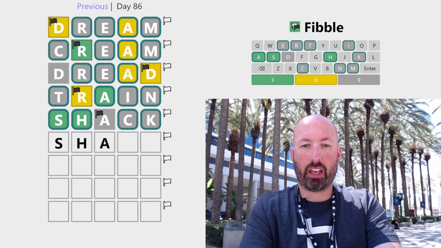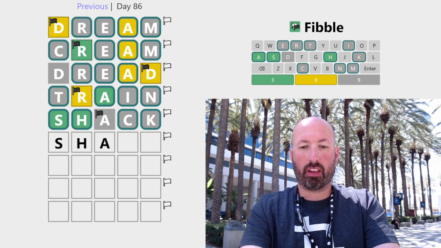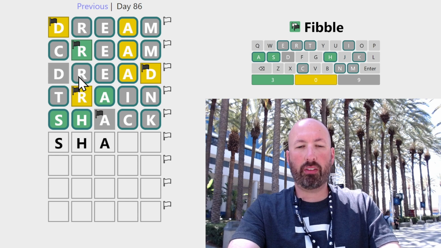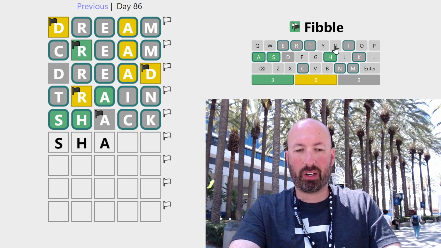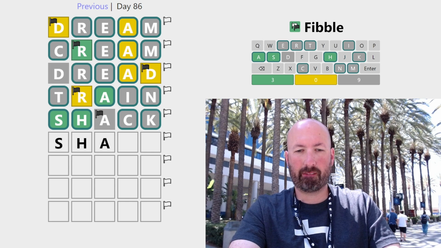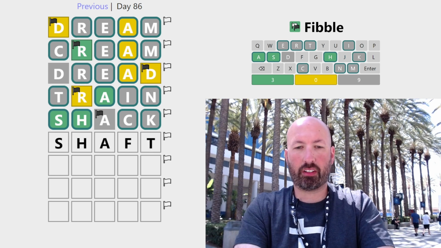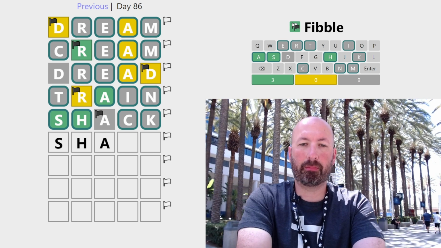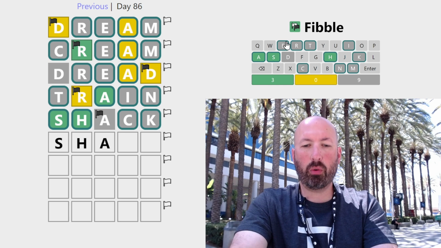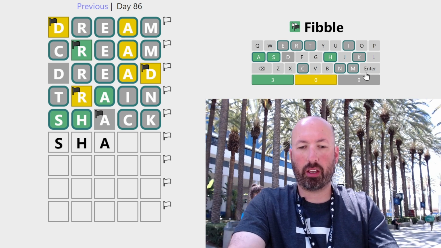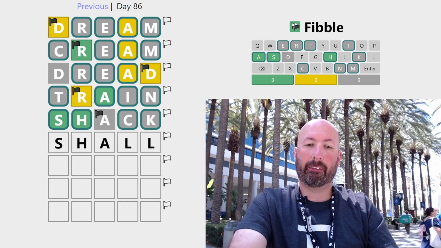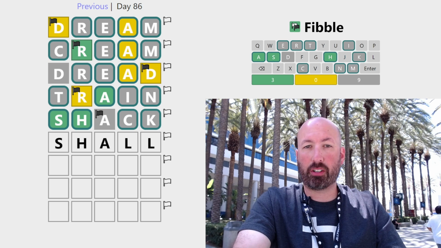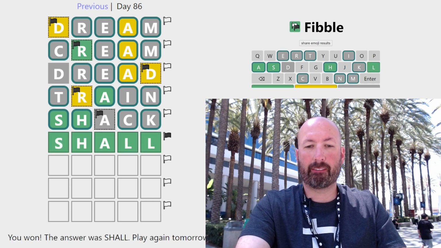So it's S-H-A, and then, interesting, we don't have an R, we don't have an E. We've got a U, but I don't think U is going to be very helpful. I was thinking something like shaft, but there's no T. There's no E, so we can't do like shave or shape. Ooh, we could do shall with a double L. That would be interesting. I'm not coming up with many options for what it could be, so I'm going to go with that. Oh, a shall. There we go.